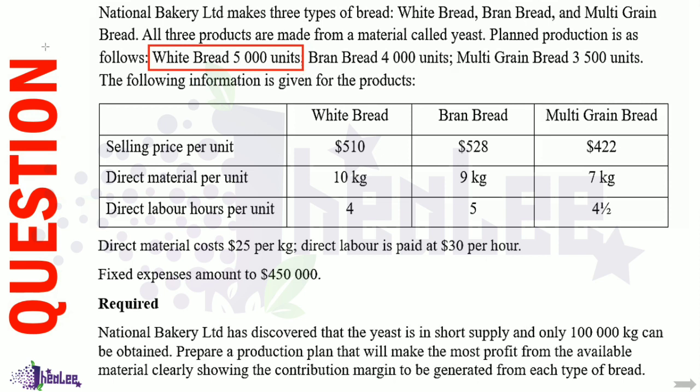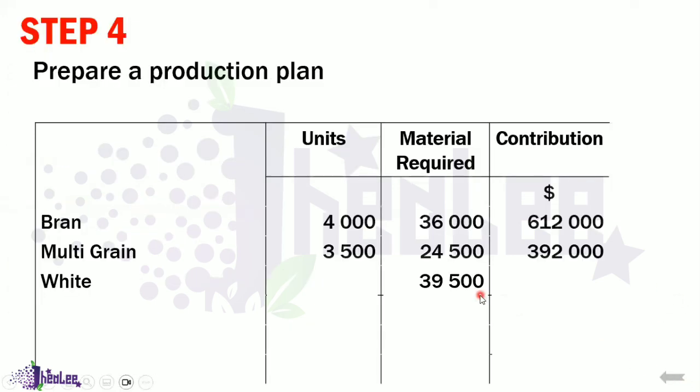So in order to determine how much white bread the business can produce, we have to look at the amount of kg it takes to produce 1 unit of white bread. In this case, we're seeing 10 kg of material to produce 1. So if it is 10 kg to produce 1, and the business only has 39,500 available in material remaining, it means that we're going to divide this 39,500 by the 10 kg to get the number of units of white bread that the business can produce. And we're only seeing that the business is able to produce 3,950 units of white bread.